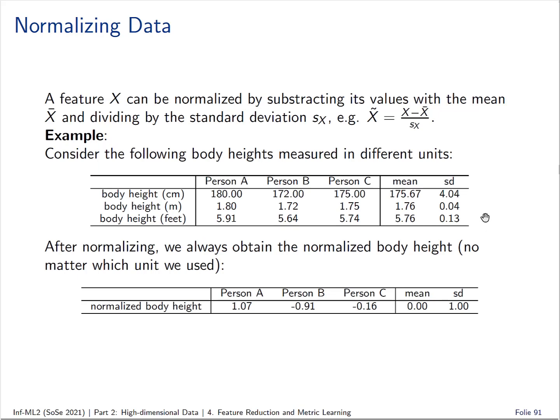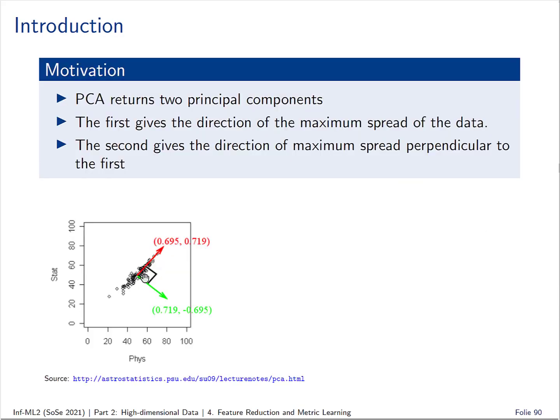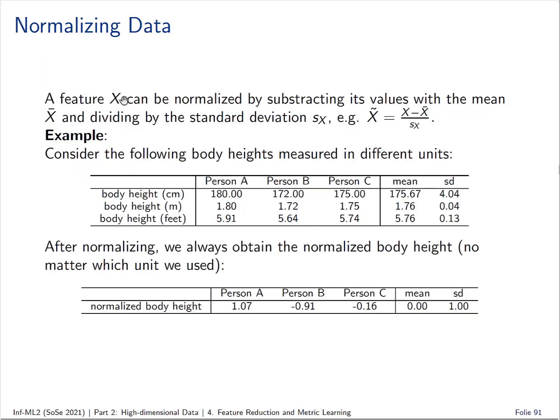But before we talk about how to actually get those principal components, how principal component analysis works, we have to talk about normalizing the data. Normalizing data has, as we talked about before, different reasons. One is to get comparable features, and comparable distances then. So normalizing is always a good idea.